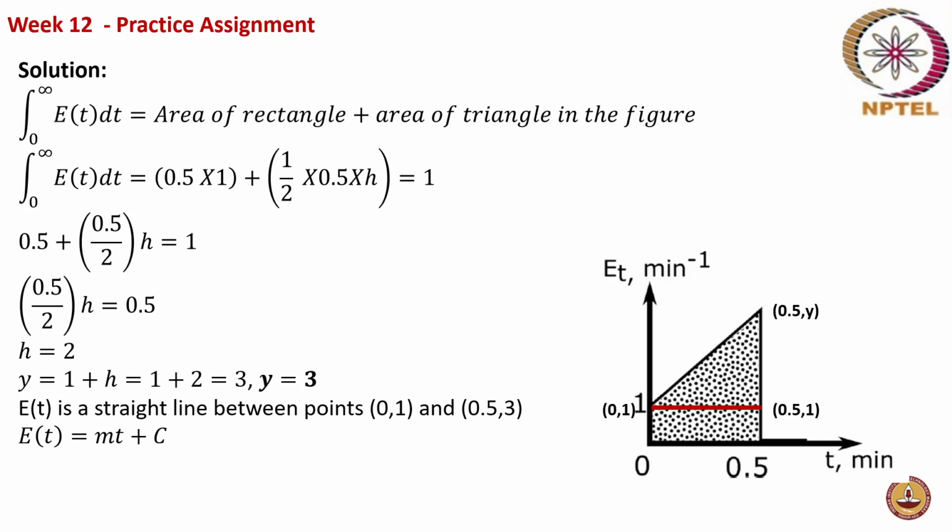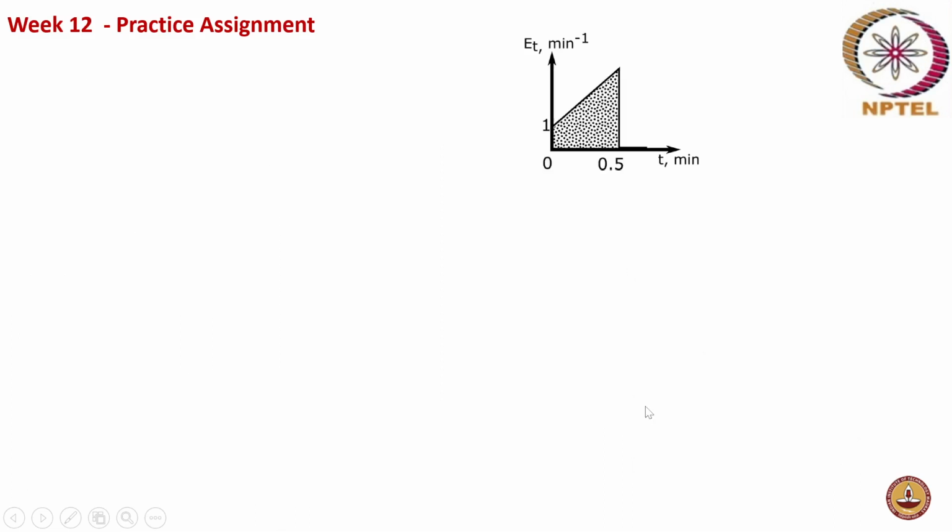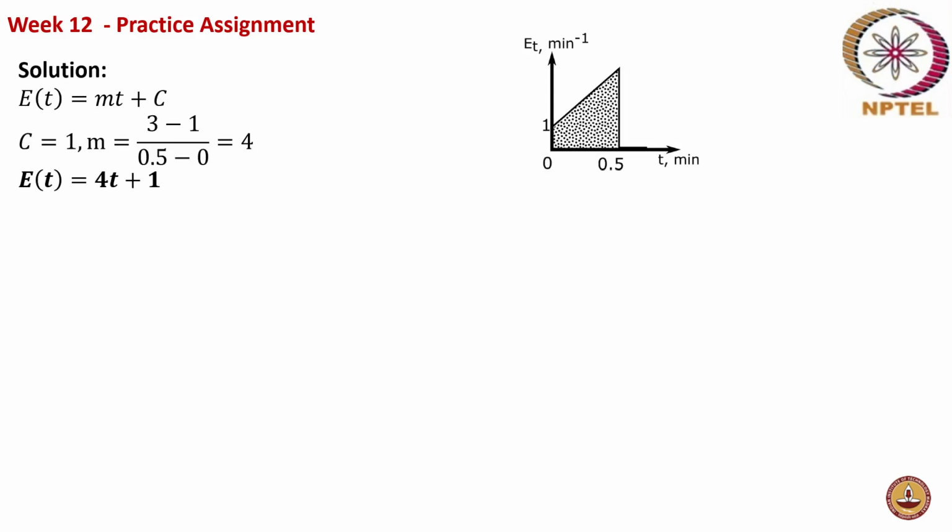So here E of t is equal to mt plus c. c is nothing but the intercept. The intercept value is 1, so c is 1. And then what is the slope? The slope between these points is y2 minus y1 divided by x2 minus x1, so it is 3 minus 1 divided by 0.5 minus 0, which is equal to 4. Once we substitute those values, we will find that the expression for the residence time distribution, the E curve, is 4t plus 1.